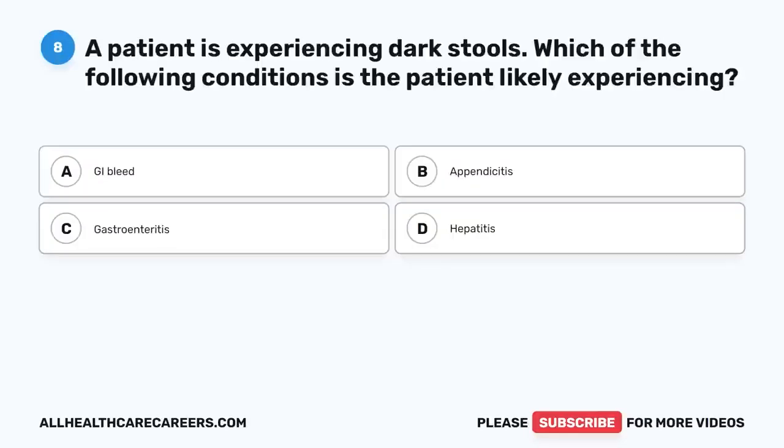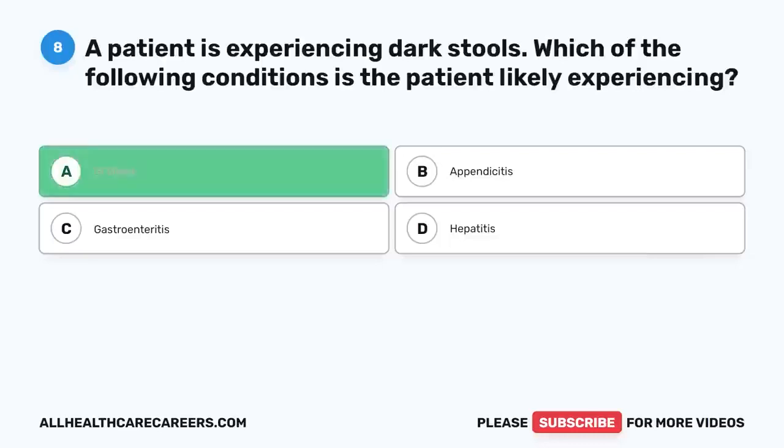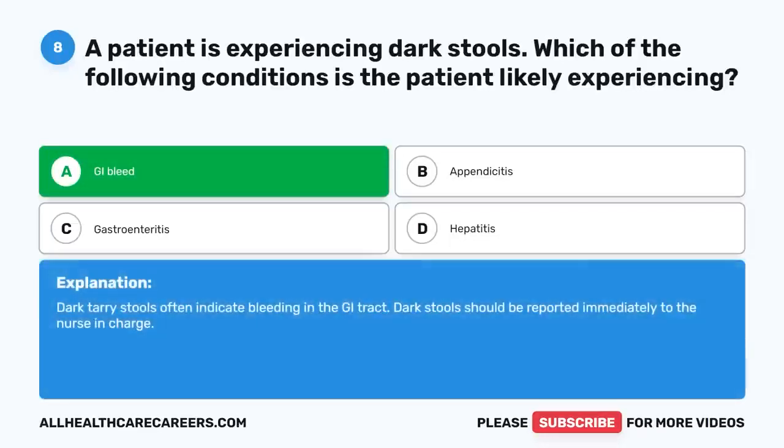Question 8. A patient is experiencing dark stools. Which of the following conditions is the patient likely experiencing? A. GI bleed. B. Appendicitis. C. Gastroenteritis. D. Hepatitis. The correct answer is A. GI bleed. Dark, tarry stools often indicate bleeding in the GI tract. Dark stools should be reported immediately to the nurse in charge.